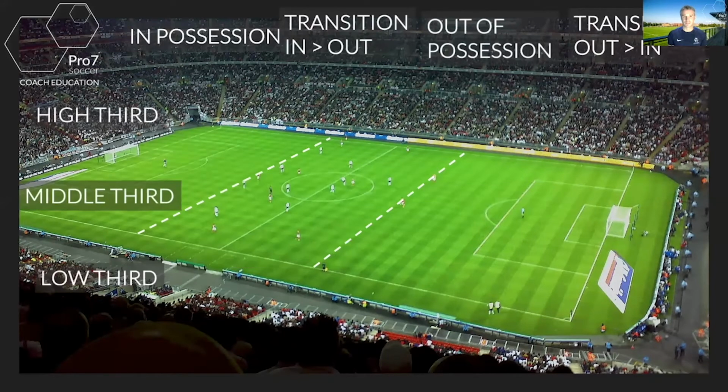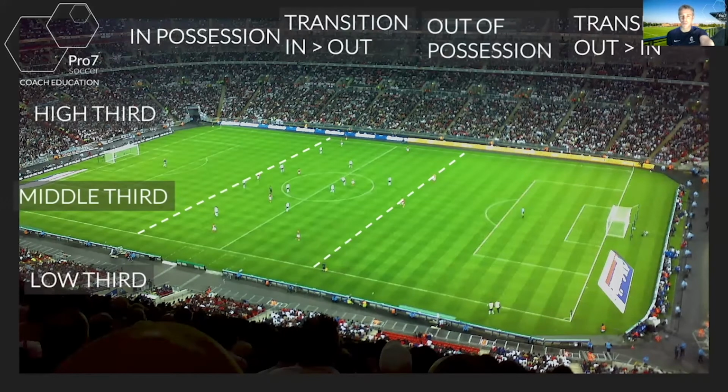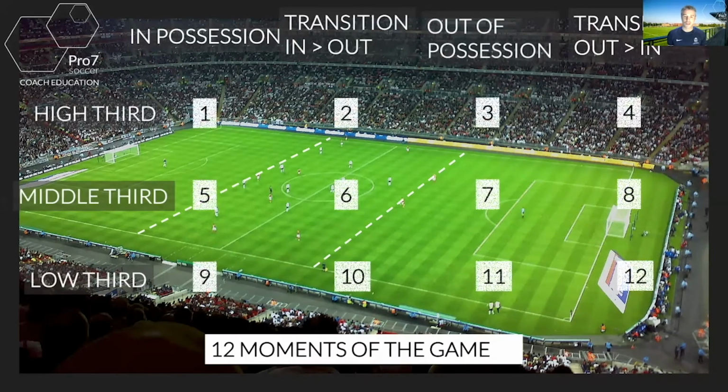Now, if we could have any one of our 4 phases in any one of these thirds, it means there are 12 moments within a game, in my eyes. Just let that sink in for a second. There could be 12 moments of a game. So in moment 1 here, it means that my team have the ball, we're in possession, and we're in the high third of the pitch.